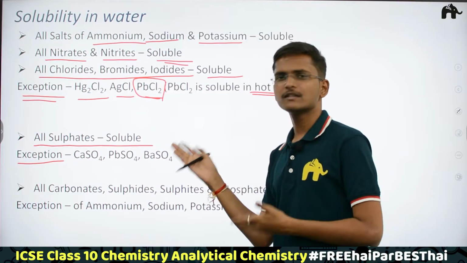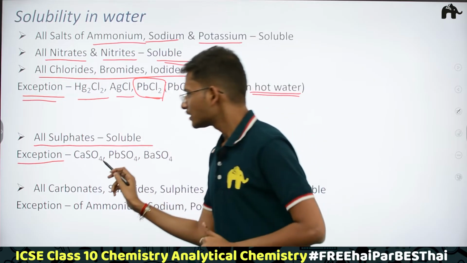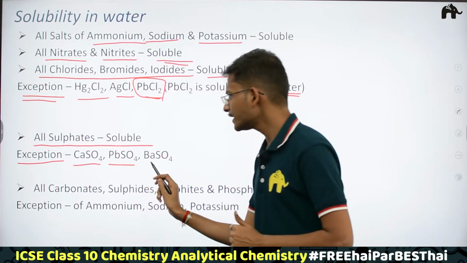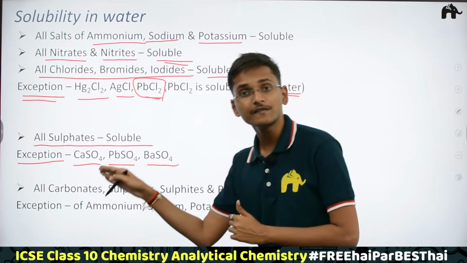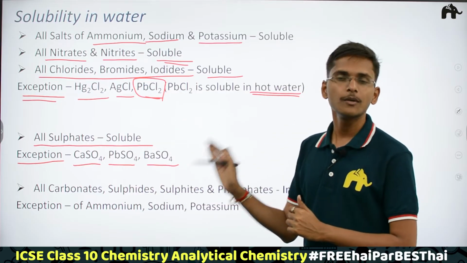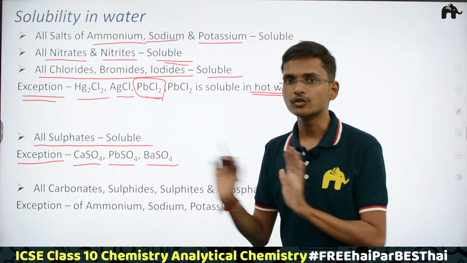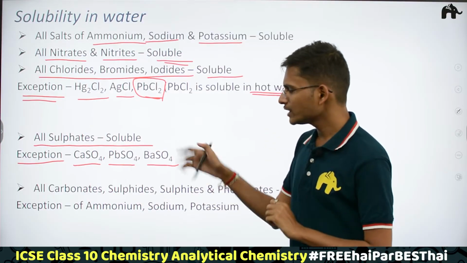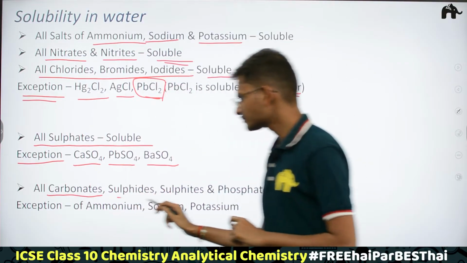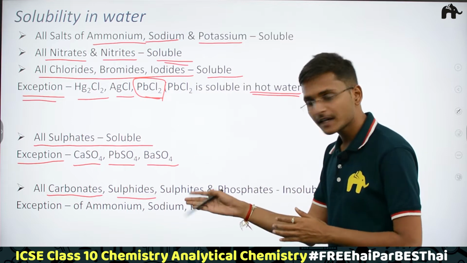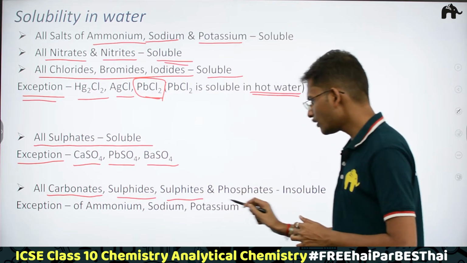Okay, then here again three idiots have come, but now here the calcium sulfate, lead sulfate, and barium sulfate. These three sulfates are insoluble. Okay, apart from these three sulfates, all the sulfates are soluble. Fourth point, and the last one, very simple. Carbonates, all sulfides, all phosphates.